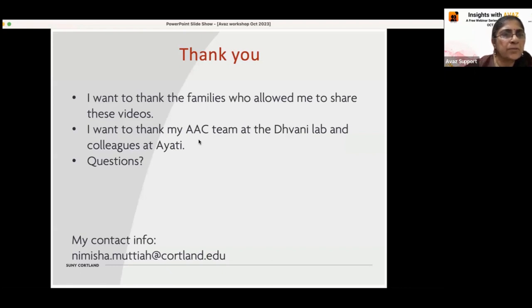Preeti says, if receptive language is not good and the gap is too much. All the more reason for AAC. That is exactly the kind of child that would benefit from AAC.